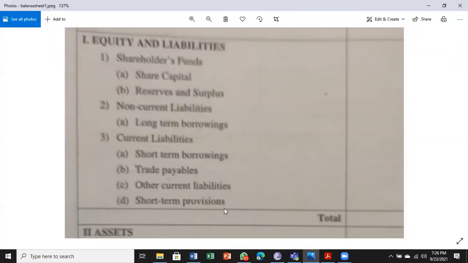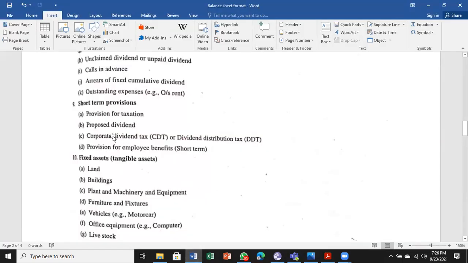short-term provisions. Remember, short-term provisions. That is provision for taxation, proposed dividend. Proposed dividend means dividend not yet paid. The company declares the dividend: we have got so much profit, and we will pay the dividend within a few days, a few weeks. That is proposed dividend. So they keep some money aside. This is the amount of dividend we have to pay. Next, corporate dividend tax is the tax payable. Now it is abolished from this year. This is not there. Previously it was there.